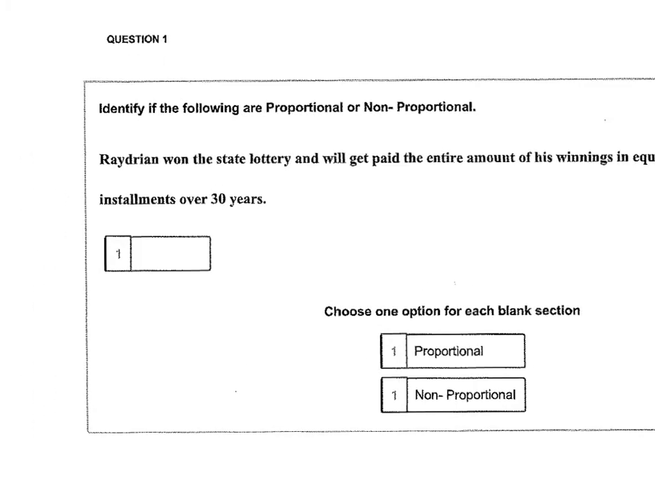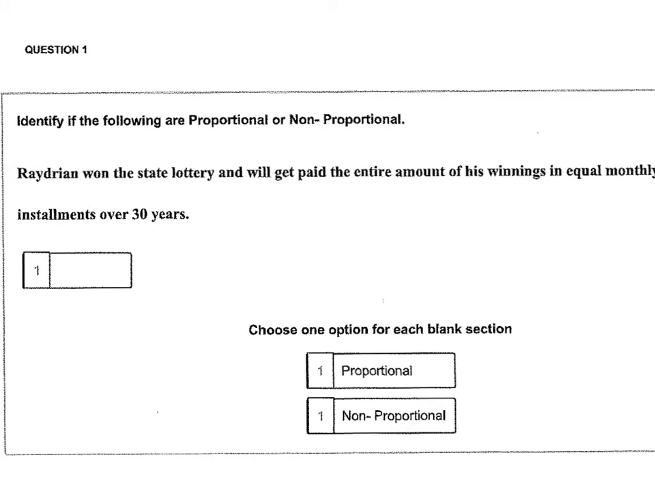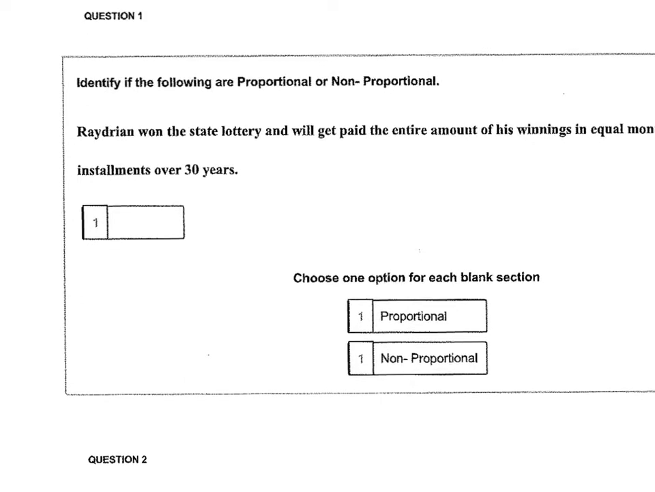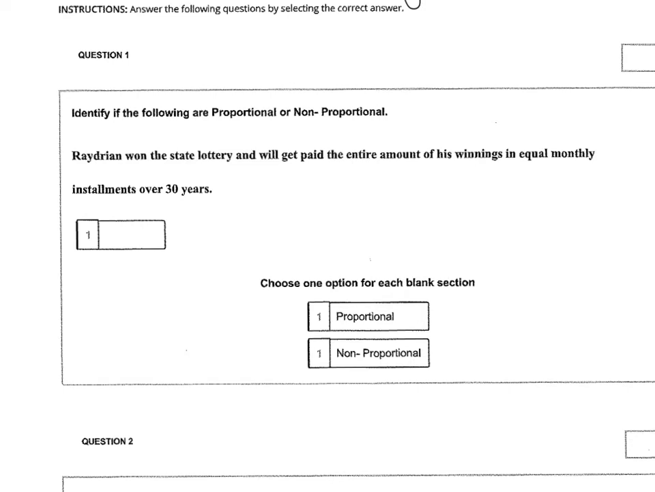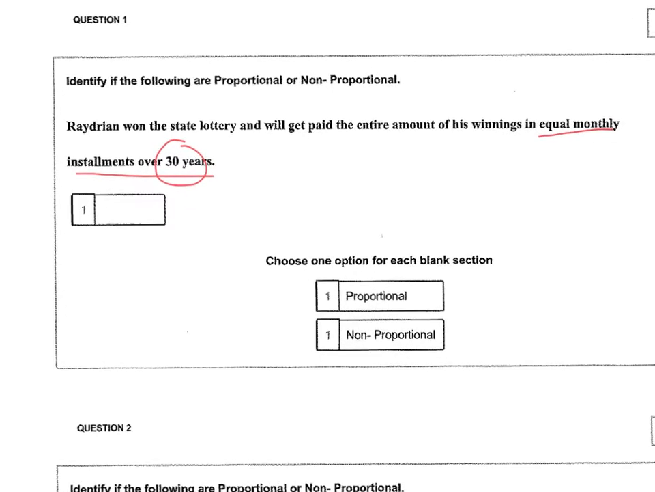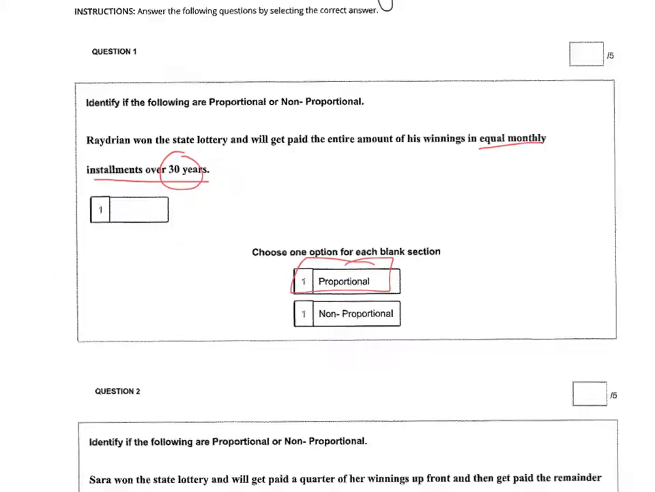So looking at number 1, identify if the following are proportional or non-proportional. This person won the state lottery and will get paid the entire amount of his winnings in equal monthly installments over 30 years. Okay, so there's one number. We don't know the amount of the winnings. It doesn't matter. We know that there's one number over 30 years, so that would be a proportional situation.